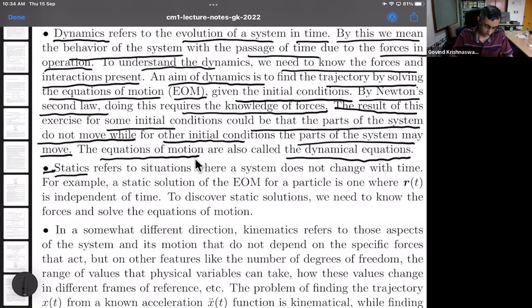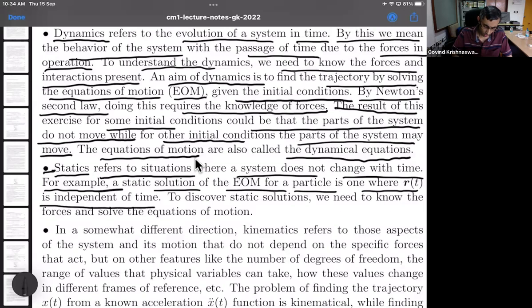Now, let me say a few words about statics. So, I mean, it doesn't mean that statics and dynamics are opposites. Yeah, that is not the idea. So these are some terms that have become commonplace. So I just want to say what they mean. Statics refers to situations where a system does not change with time. Yeah, so that is a somewhat different idea. For example, a static solution of the equations of motion for a particle is one where the position is independent of time. So we will call it a static solution if the position doesn't change with time.